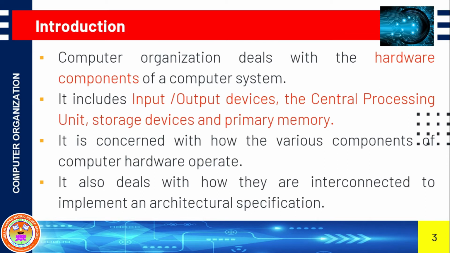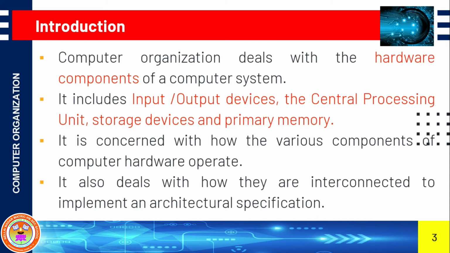So what is computer organization? What does it mean? Computer organization deals with the hardware components of your computer system. Hardware components means the physical parts of the computer. It includes input and output devices, the central processing unit, that is the CPU, storage devices, and also the primary memory. So these are all included in the hardware components. These things we already know, so once again we recall it.